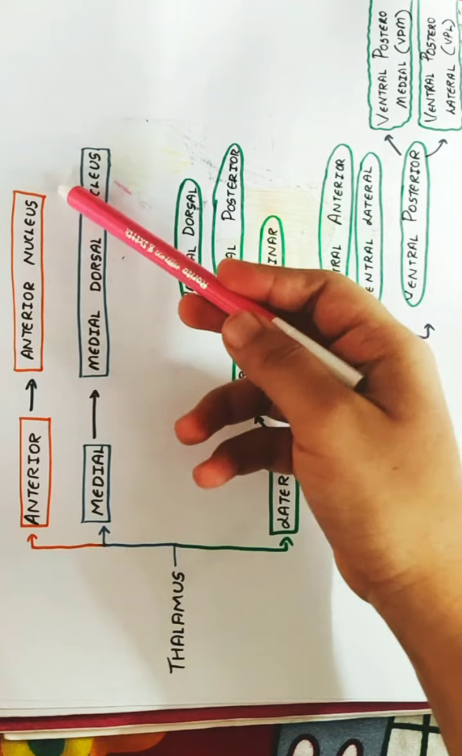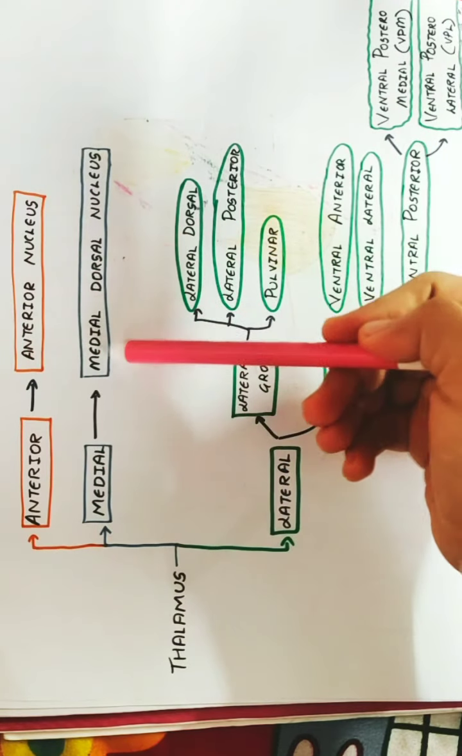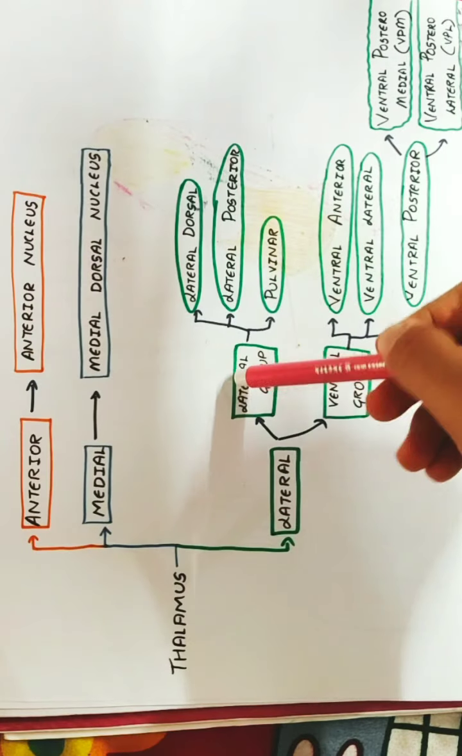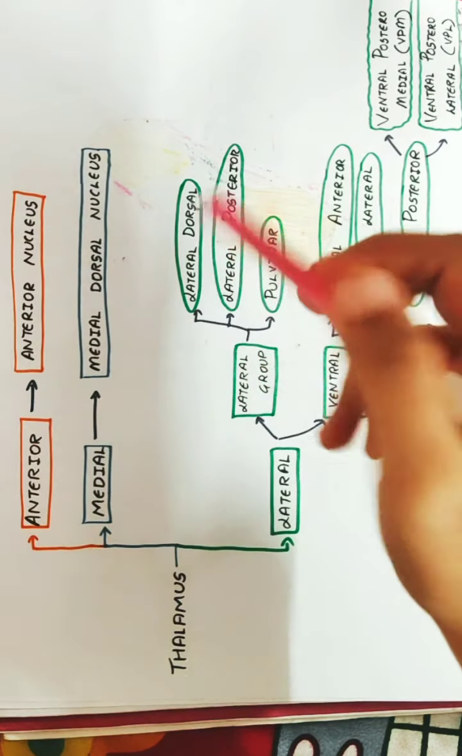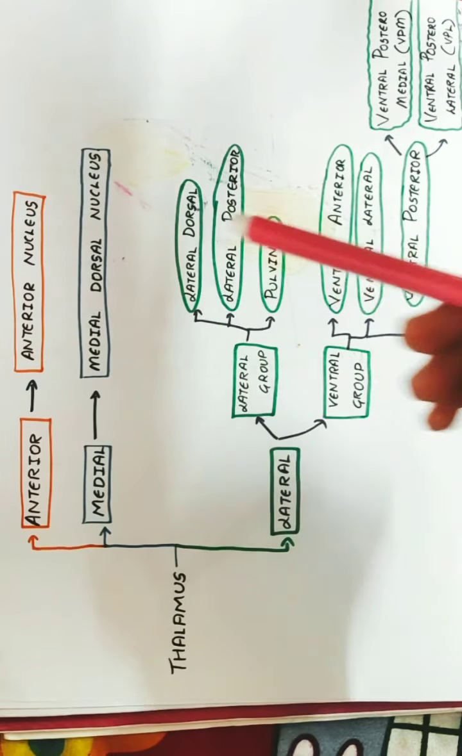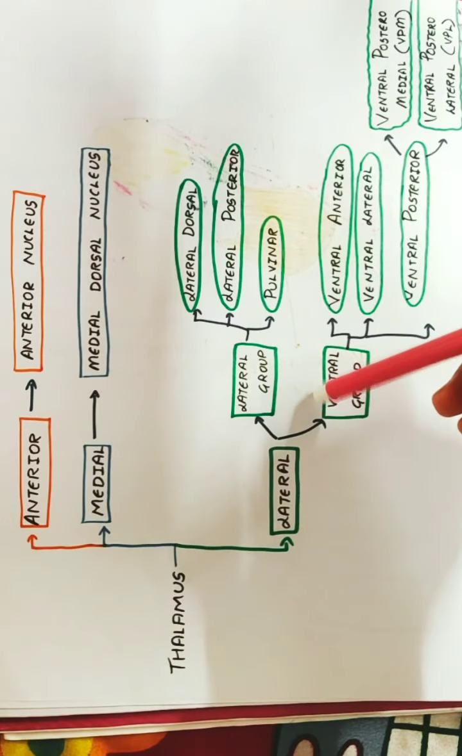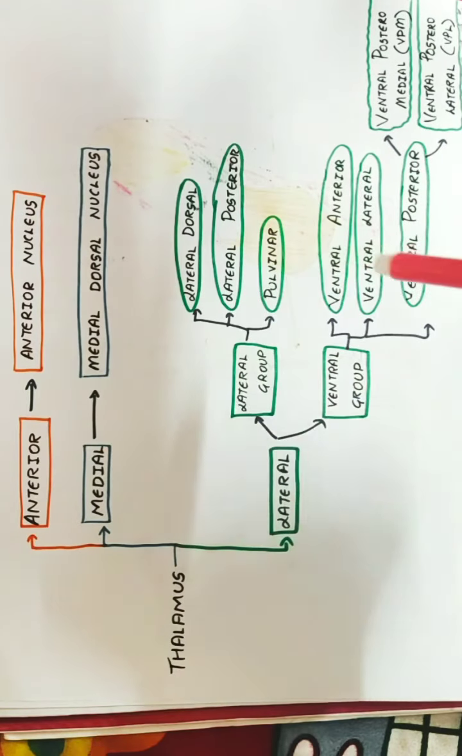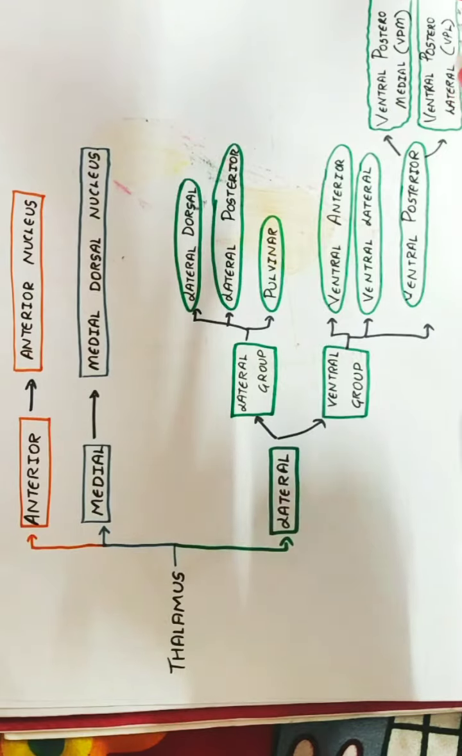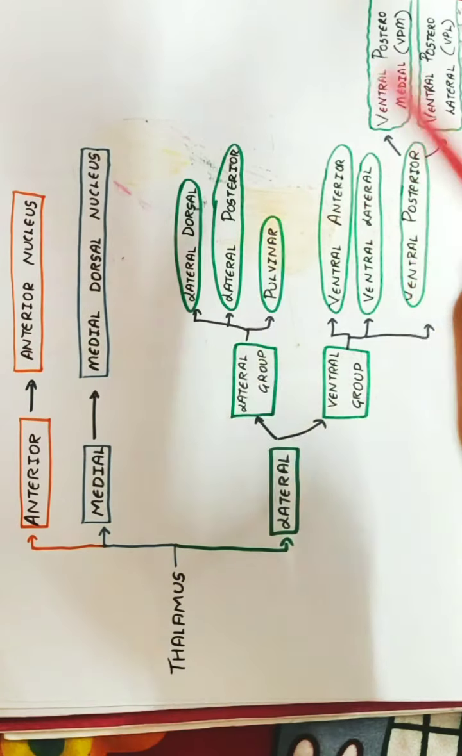Anterior, it is having the anterior nucleus. On the medial side, it is having the medial dorsal nucleus, and on the lateral side, it is having two groups: lateral group and ventral group. In the lateral group, it is having three nuclei, that is lateral dorsal nucleus, lateral posterior nucleus and pulvinar nucleus. The ventral group has ventral anterior nucleus, ventral lateral nucleus and ventral posterior nucleus. In the ventral posterior further they have two nuclei, that is ventro-posterior medial nucleus and ventro-posterior lateral nucleus.